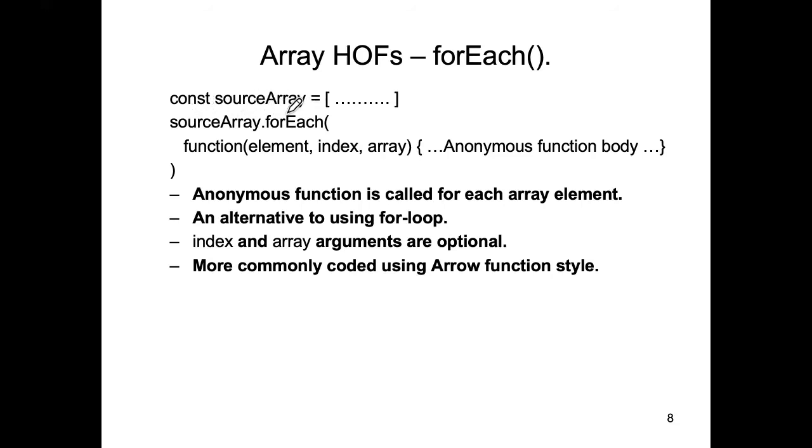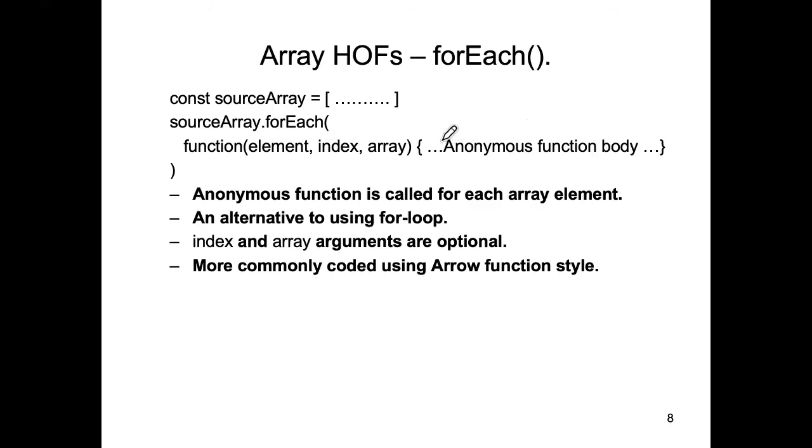summary.forEach, I'm calling this method. And the argument is this thing here. The argument is a function. And what the forEach method does is it calls this function once for each element in the array. And you can do whatever you want to in the body of the function.